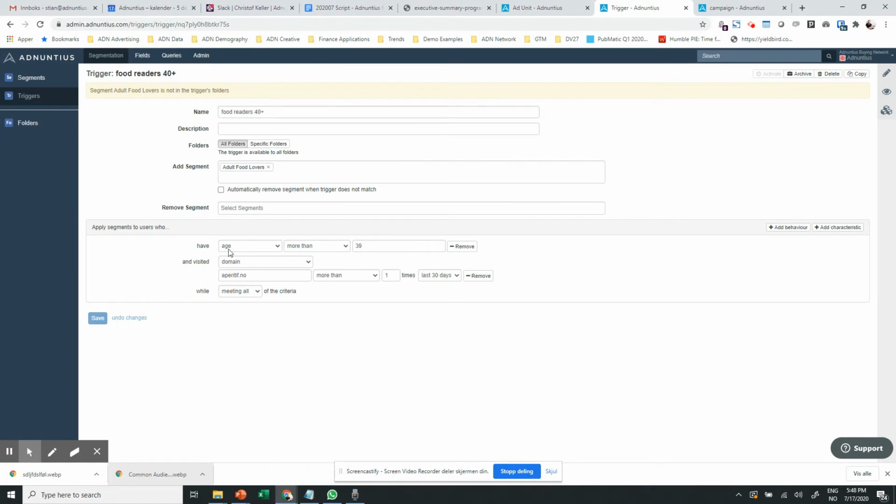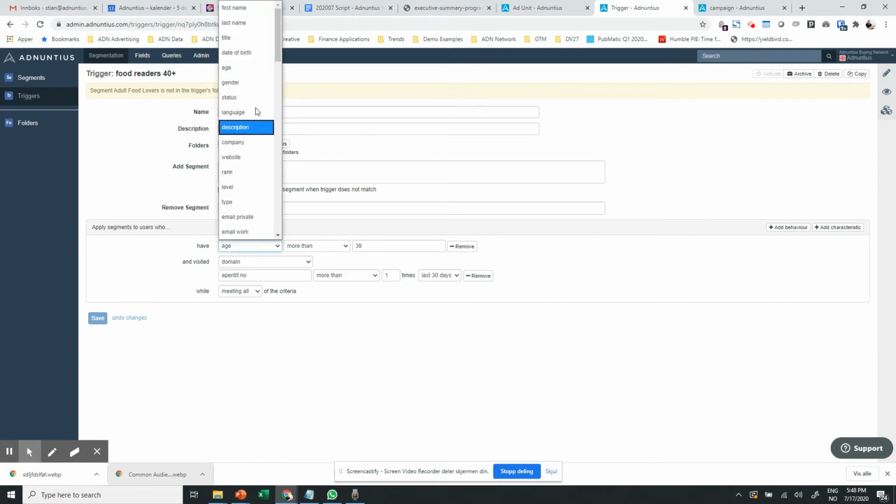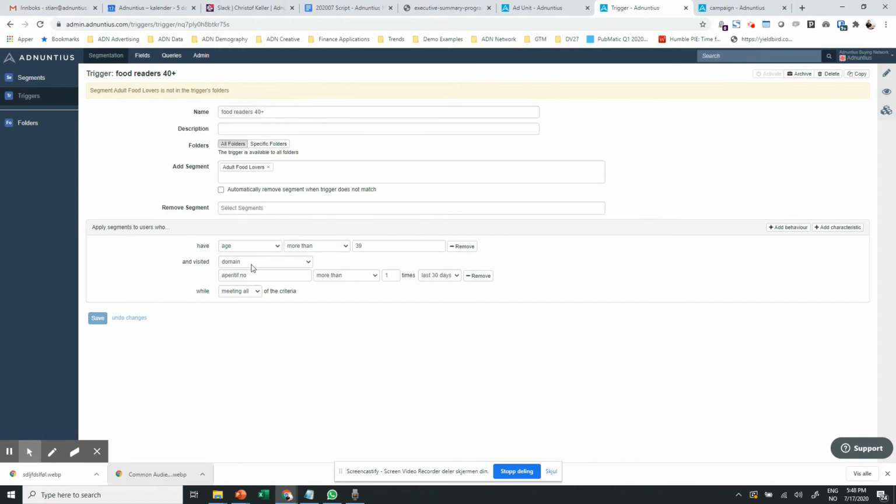In this example, I applied the segment called Adult Food Lovers whenever a user has stated, for instance through registration, that he's 40 years or higher and has visited the domain aperitif.no. Let's say that you will use this segment when you advertise on aperitif.no. That's easy because if the data is collected from Aperitif and used on Aperitif, then that's all first-party data, which is allowed by browsers. Publishers' first-party data may increase in value now that buyers can no longer use their data.